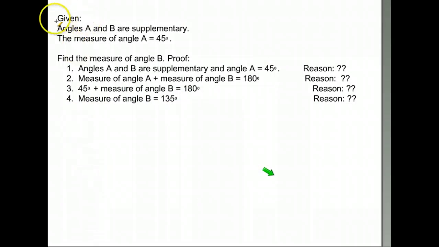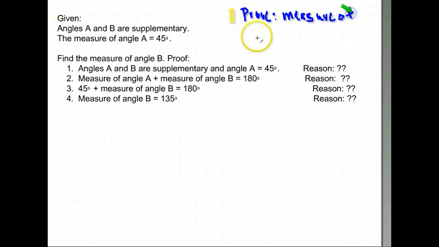All right, let's take a look at another one. So we are given that angles A and B are supplementary, and that the measure of angle A is 45. With that information, sorry, let me get a pencil here. They want us to prove that last thing down there. They want us to prove that the measure of angle B is 135 degrees.